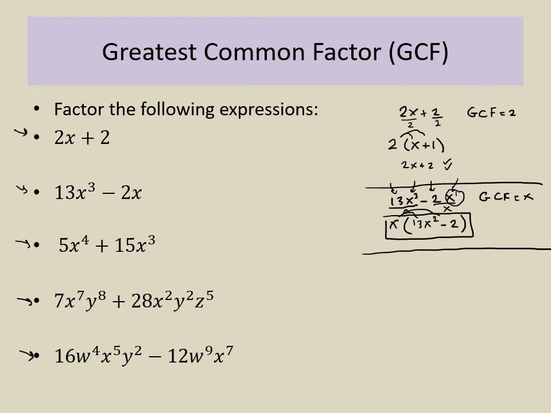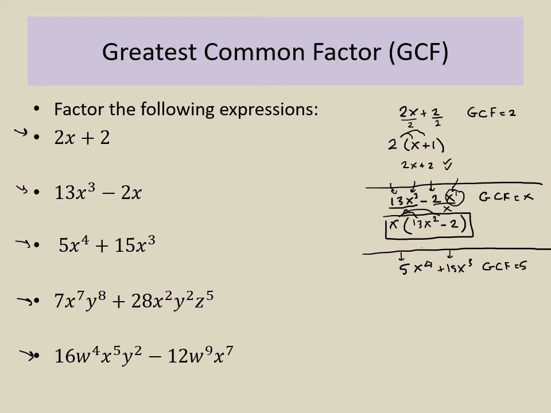The next example we have is 5x to the power of 4 plus 15x cubed. Let's take a look at the constants. 5 and 15. Can we factor out a greatest common factor? Yes, we can factor out a 5.